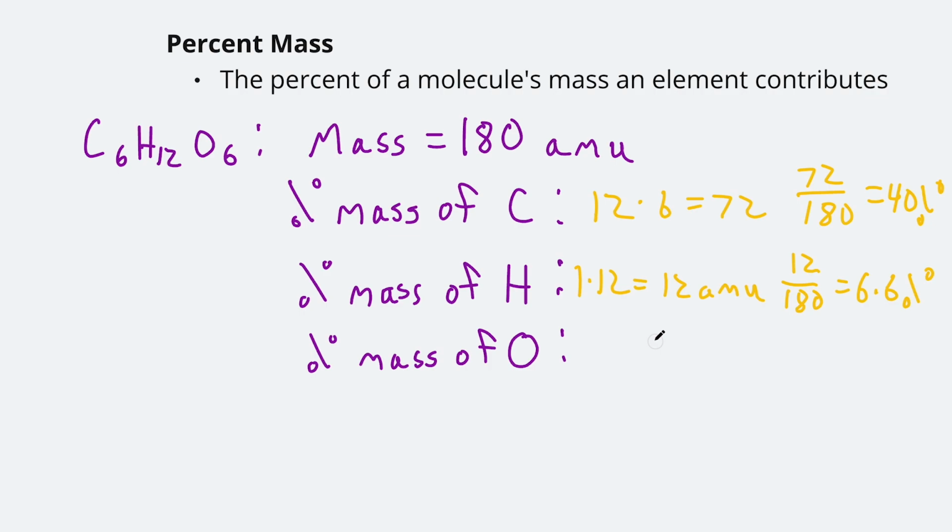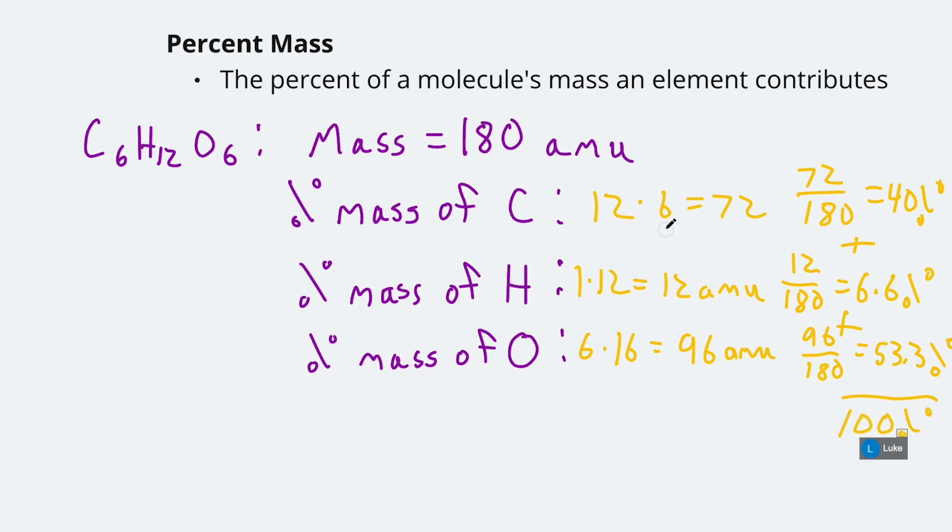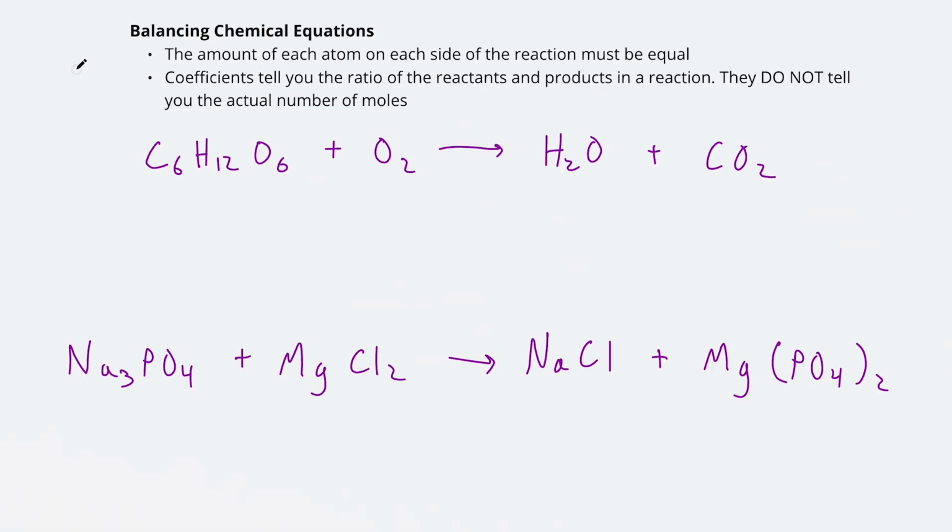Now for oxygen, there are 6 of them, and 6 times 16 will get you about 96. So 96 divided by 180 gets you about 53.3%. And if you add up all of those percents, you will get 100%, which you should always do if you have all the percent masses of all of the elements from a particular molecule. The last thing we'll do is look at balancing chemical equations.